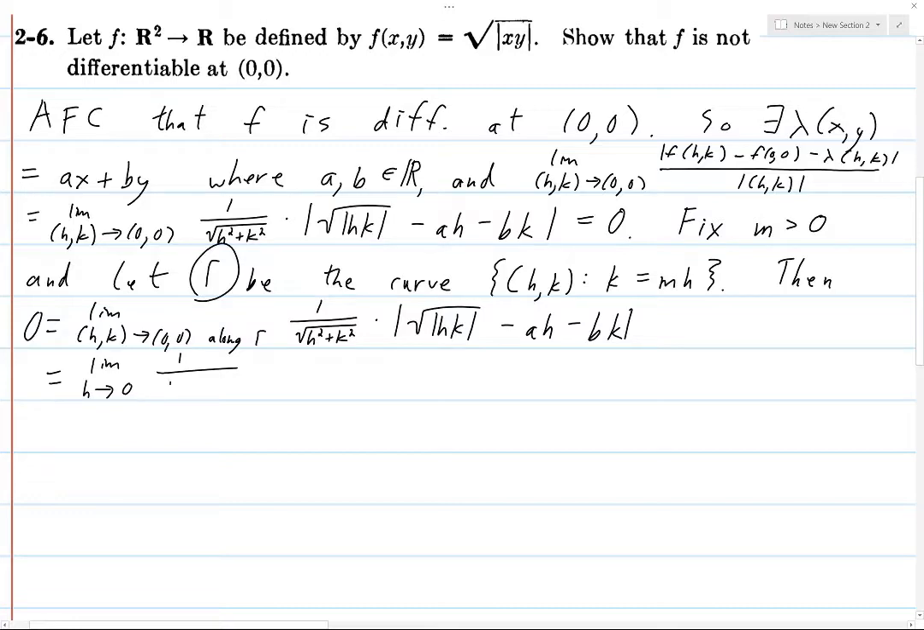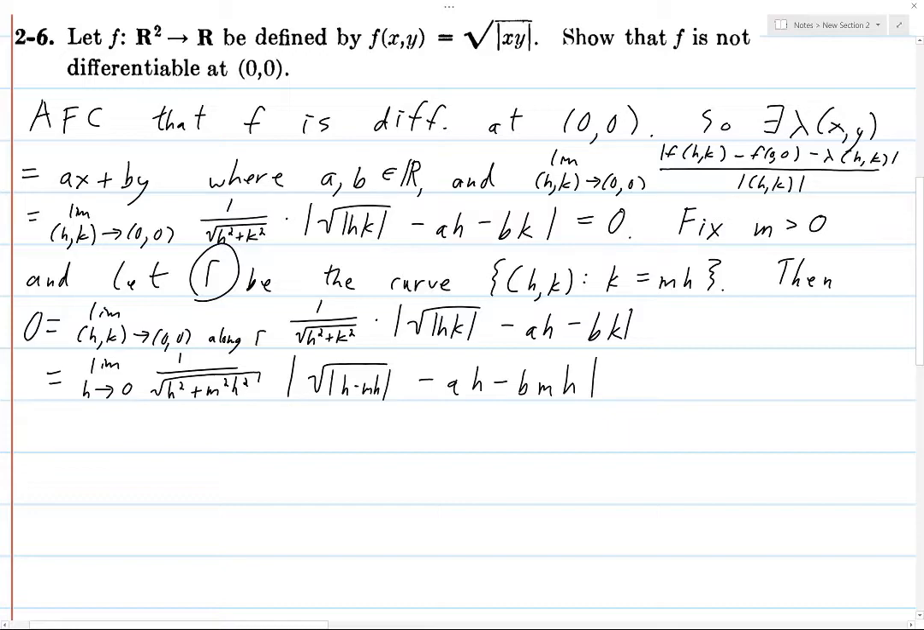So anyways, we take h squared plus m squared h squared, because k equals mh and we're squaring it. Then we multiply by the square root of, in absolute value, h times mh, minus ah minus bmh.